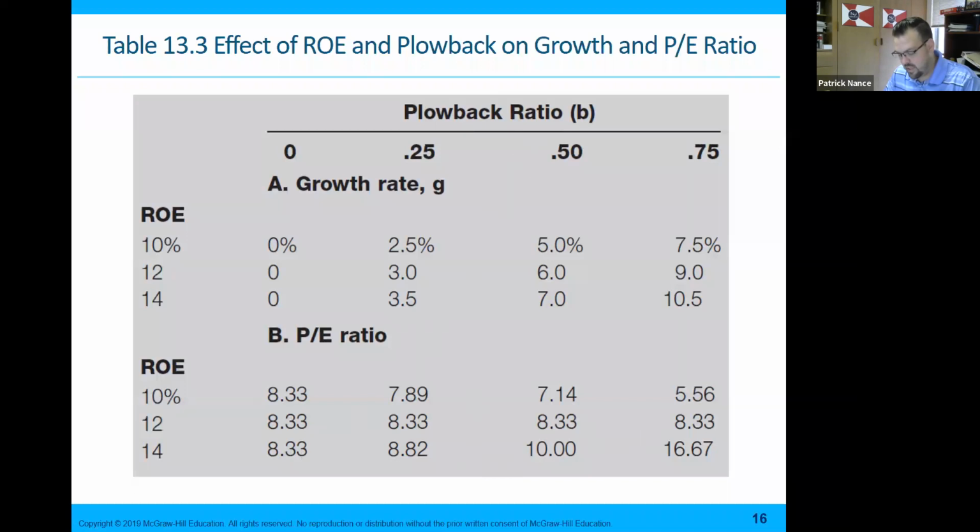So you'll usually see companies that are in a growth industry, or in a growth time of their life cycle, typically use more of their earnings for internal reinvestment versus dividends, whereas you'll usually see companies in the later stages of their life cycle pay more dividends and have a lower plowback ratio.